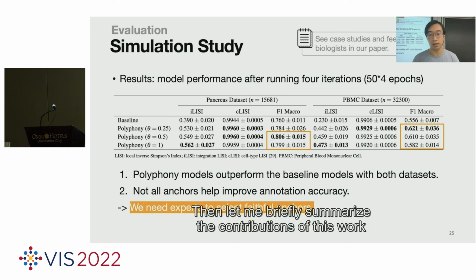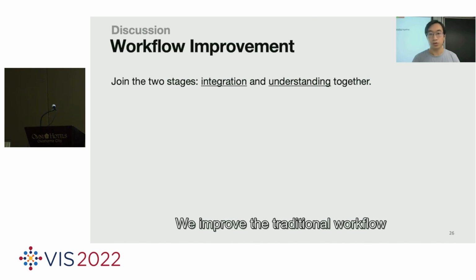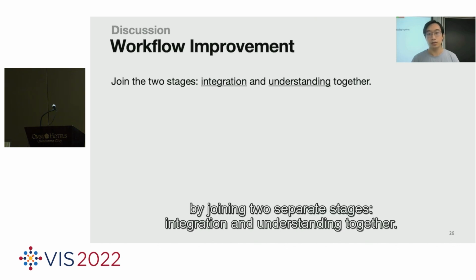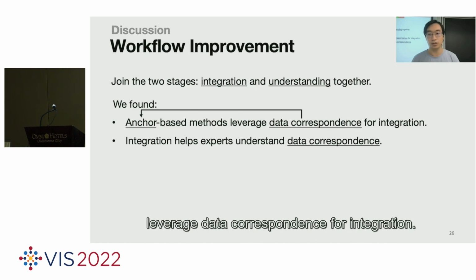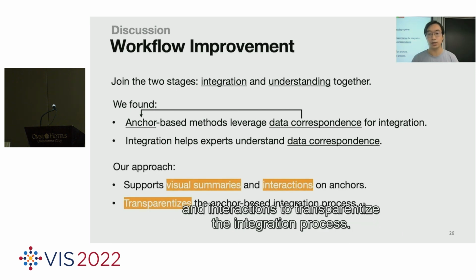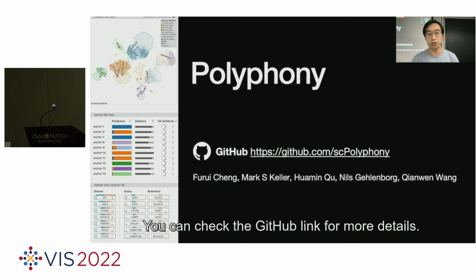Then let me briefly summarize the contributions of this work in resolving domain challenges and improving their workflows. We improve the traditional workflow by joining two separate stages, integration and understanding, together. We found that anchor-based methods leverage data correspondence for integration, and one of the major goals of integration is to help experts understand data correspondence. So why not join them together? And in our approach, we did the visualizations and interactions to make the integration process transparent. And thanks for listening. You can check the GitHub link for more details.